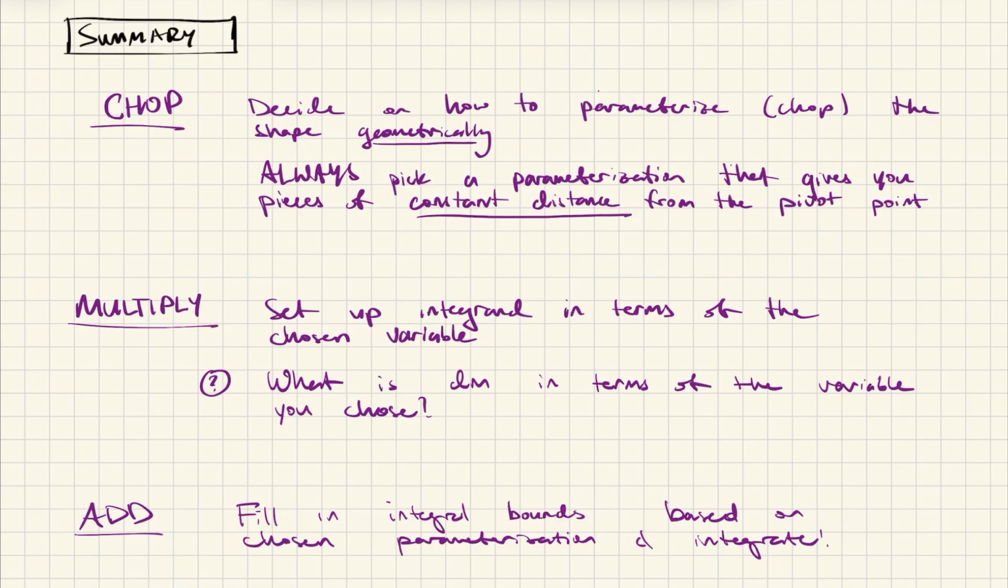In this first step, what we should do is decide how to geometrically parameterize or chop up the shape. You should always be picking some parameterization that gives you pieces of constant distance from the pivot point. For a one-dimensional shape, what you want to do is pick little pieces that have a specific constant distance from the pivot point, and then integrate over all the little patches from left to right. For something like a circle, the shapes that give you constant distance are concentric rings, okay? So when you have a circle or a disc-shaped object, take these little rings and see if you can compute the contributions to the moment of inertia from these tiny little washers, basically.